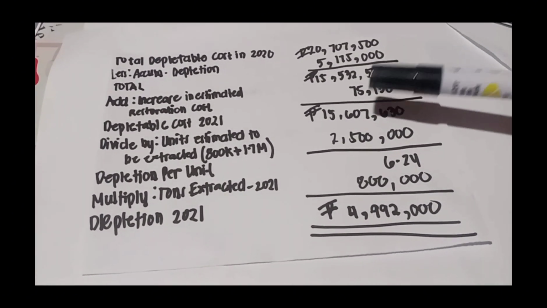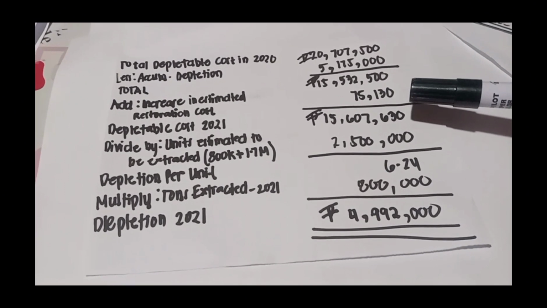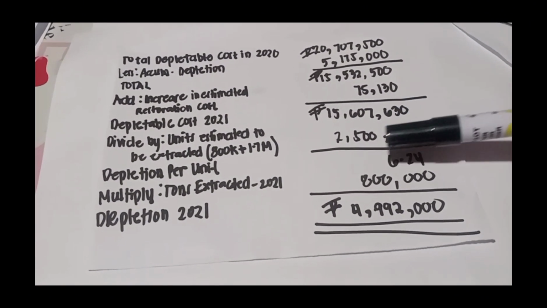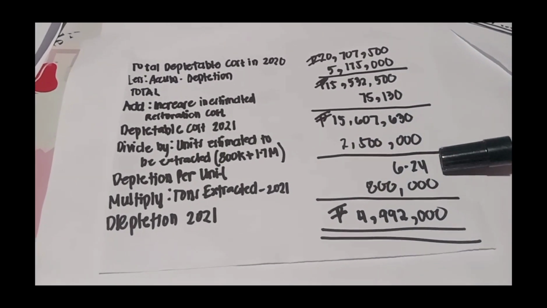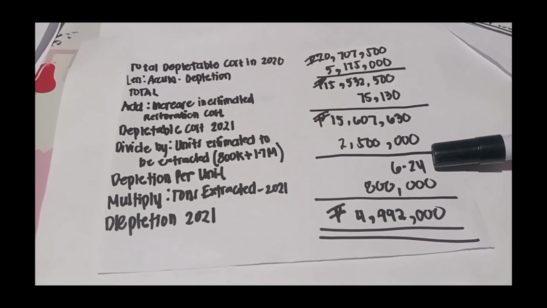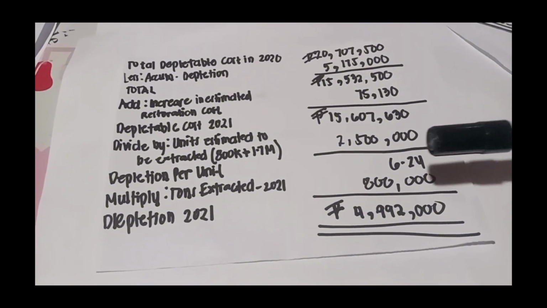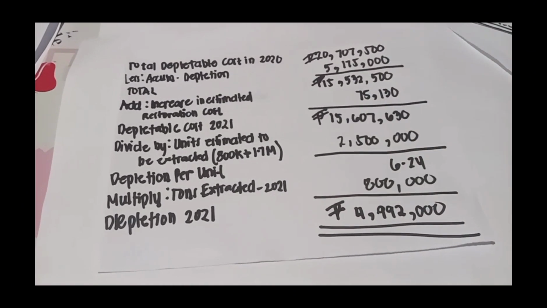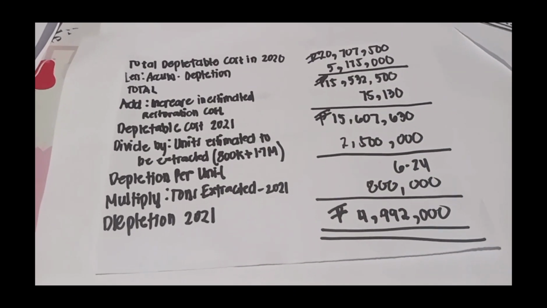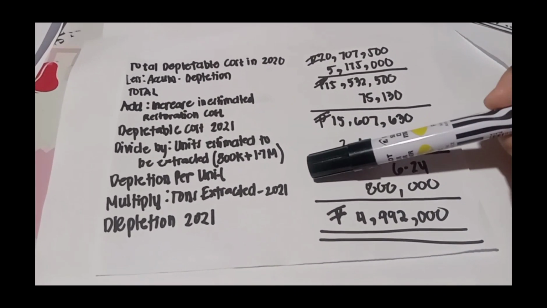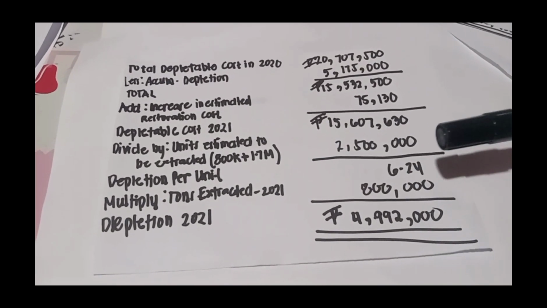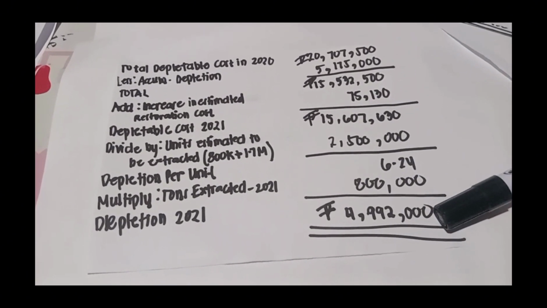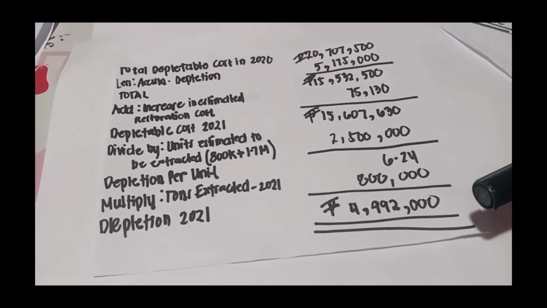Atong i-divide ang 15,607,630 divided by 2,500,000, then naa tay depletion per unit na 6.24. So para makuha ang depletion sa 2021, atong i-multiply sa tons extracted sa 2021. Naa ni sa formula nga atong gigamit. So tons extracted na 800,000 multiplied by depletion per unit na 6.24, naa tay total depletion sa 2021 na 4,992,000.